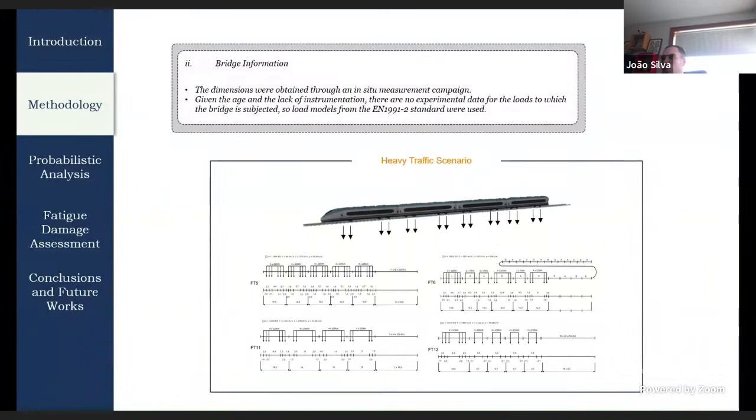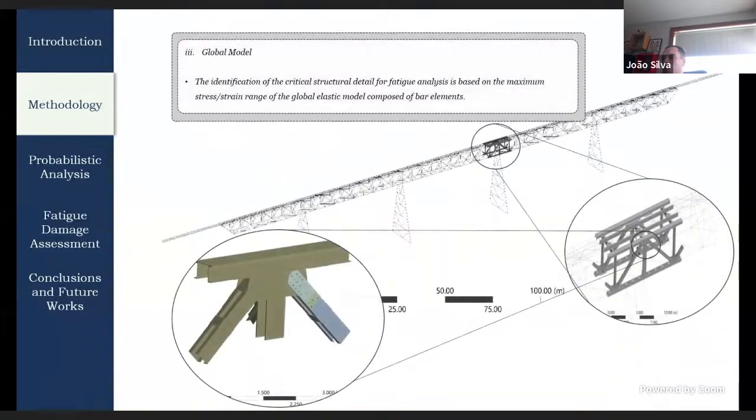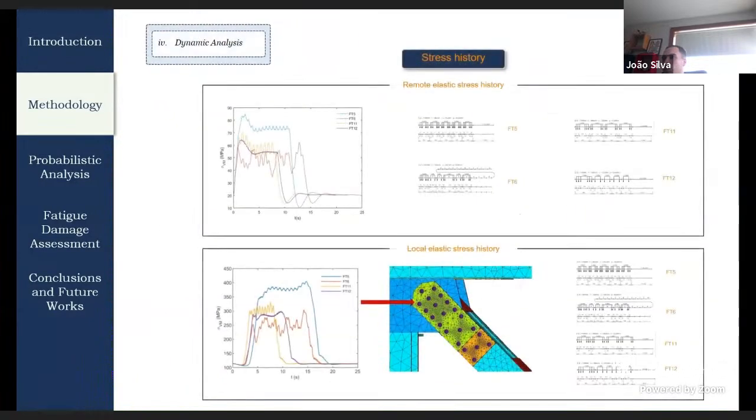Relative to the bridge information, the dimensions were obtained through an in-situ measurement campaign, and the load model considered was a heavy truck scenario. Here is an overview of the global model, the critical section, and the corresponding local model. Here we have the stress history for both connections and around the riveted hole, considering the four Eurocode strengths of the heavy traffic scenario.